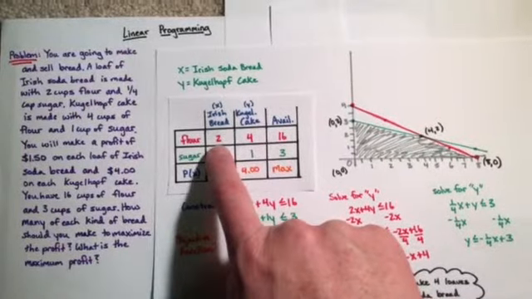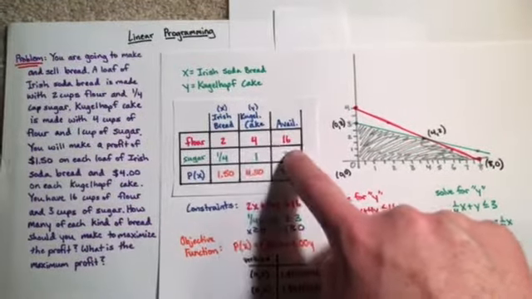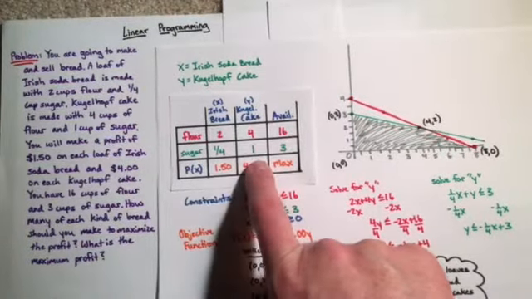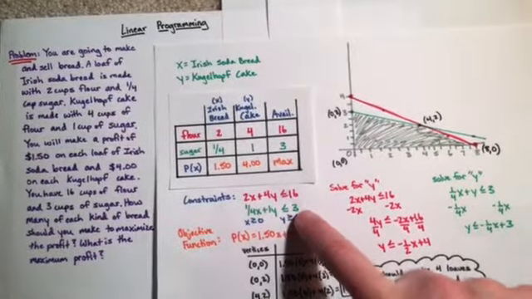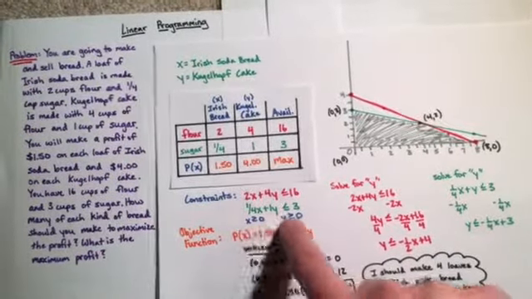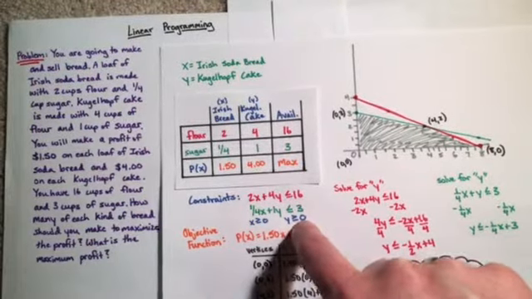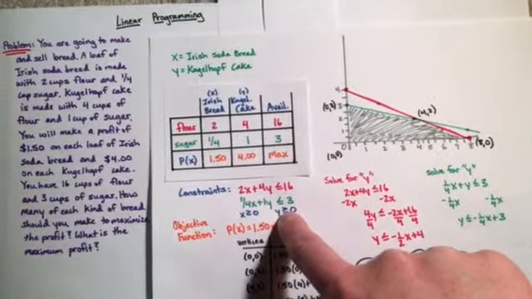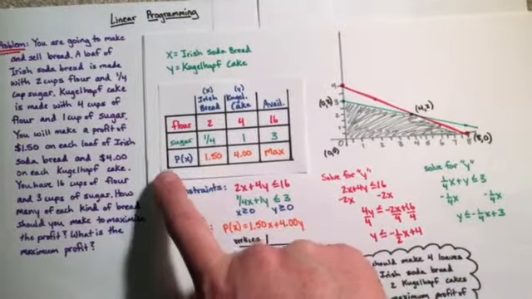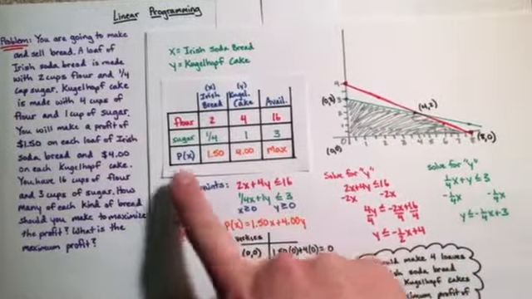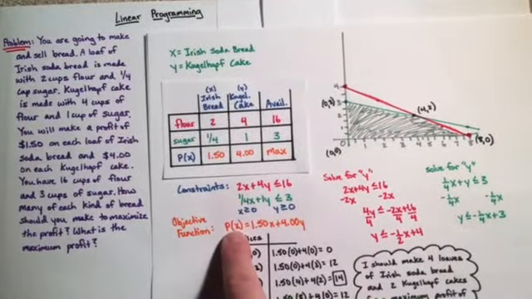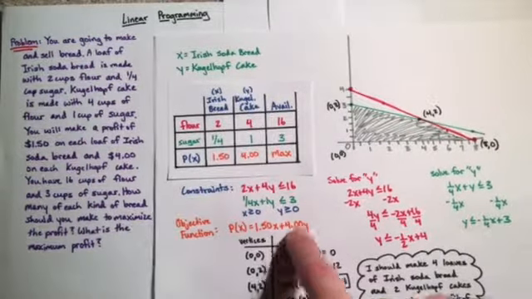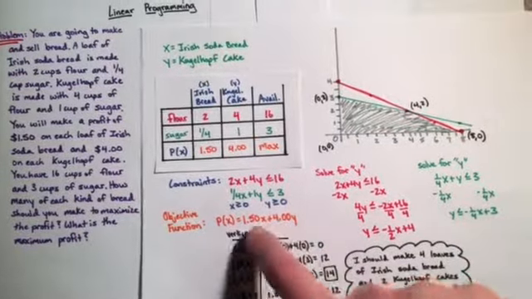So I wrote out the first line is going to be 2x plus 4y is less than or equal to 16. And the second one is 1/4 x plus 1y is less than or equal to 3. We can usually state that our x and y are both going to be greater than or equal to 0 because we won't have a negative amount of Irish soda bread and we won't have a negative amount of Kugelhof cake. Our objective function is where we get our profit from. So I wrote that out right here for later. P of x is equal to $1.50 for every loaf of Irish soda bread plus $4 for every loaf of Kugelhof cake. And then we're going to use that later.